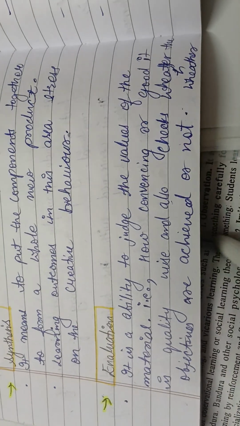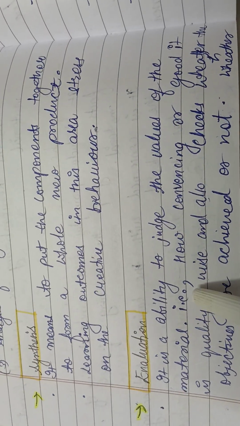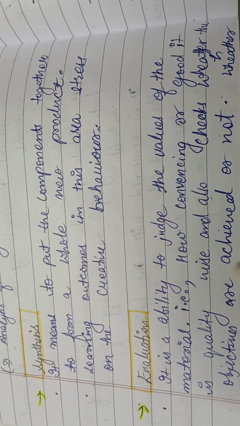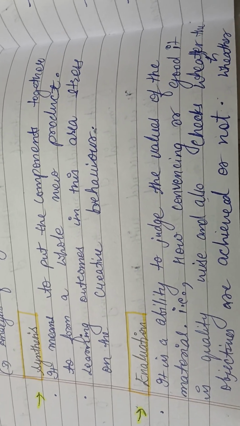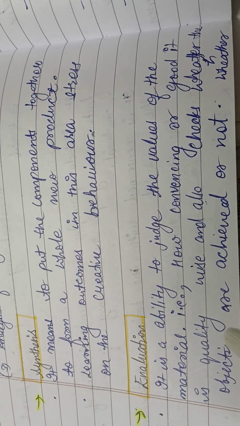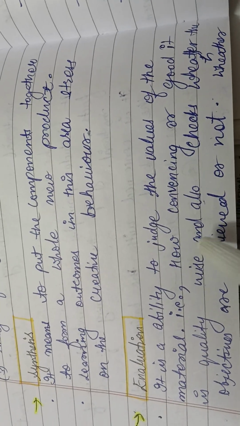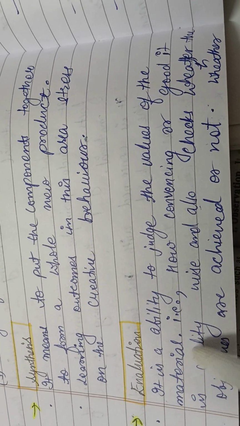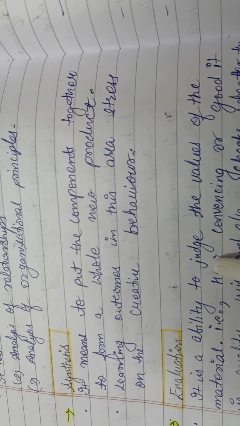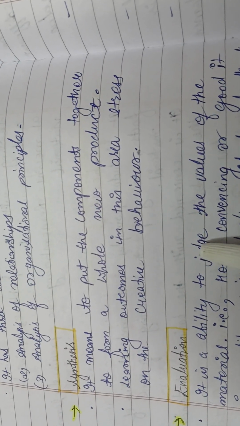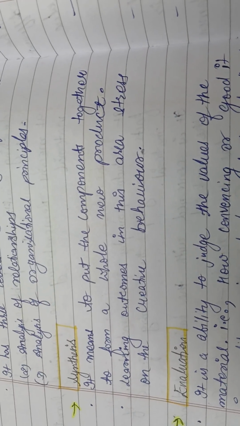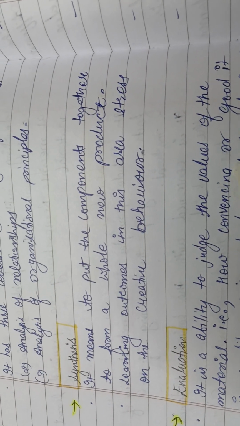Evaluation is the ability to judge the value of the material. That means how convincing or good it is, the quality, like how much the student understands, and also checking whether the instructional objectives are achieved or not, and whether what the teacher is teaching is understood by the students or not. This is Bloom's taxonomy part 1, the cognitive domain. We'll discuss the affective domain and the psychomotor domain also.